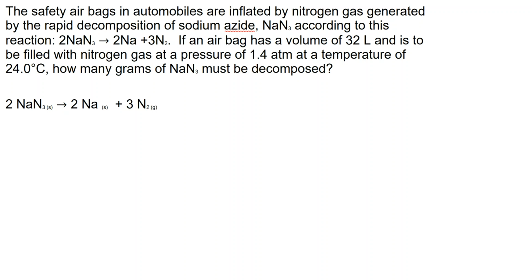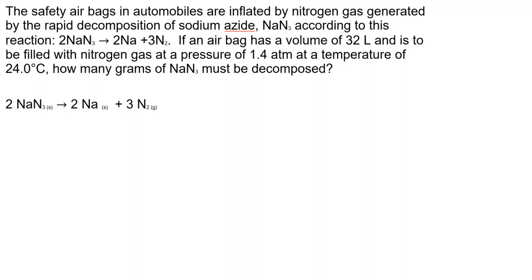In this gas stoichiometry problem, we are going to use both the ideal gas law and a BCA table. The problem reads, the safety airbags in automobiles are inflated by nitrogen gas generated by the rapid decomposition of sodium azide, NaN3. According to this reaction, 2NaN3 yield 2Na plus 3N2.